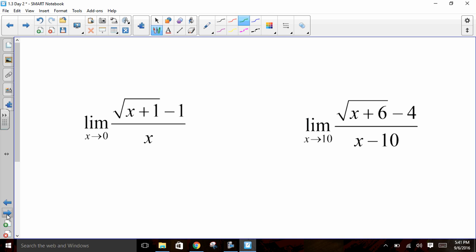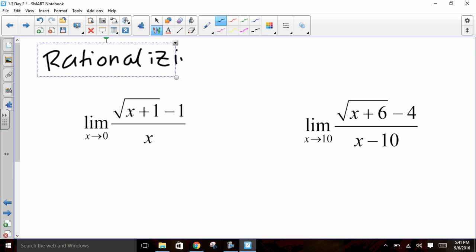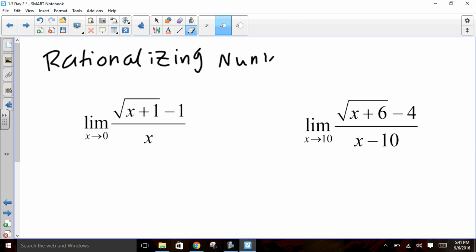If you take a look at these next two examples, my first thought is, well, maybe I can factor just like the last ones. But I don't have x squared terms in here. So what I'm going to do with these is something called rationalizing the numerator. So we're going to write a note at the top. Oops, my M just does not want to stay together today.